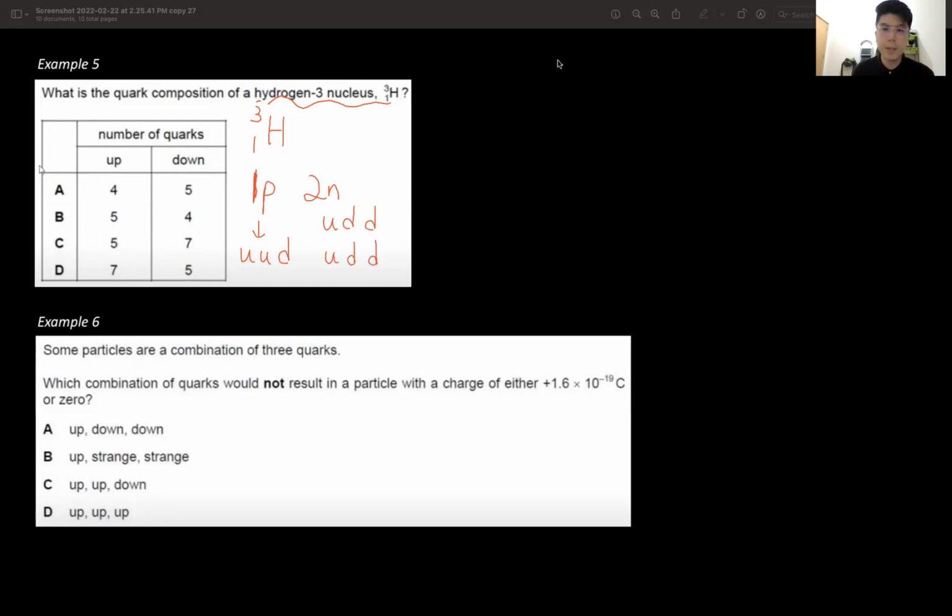Okay, so total how many up quark? 1 2 3 4. 4 up quark and 1 2 3 4 5. 5 down quark. This is A. Okay, so you just add up the total number of up and down.